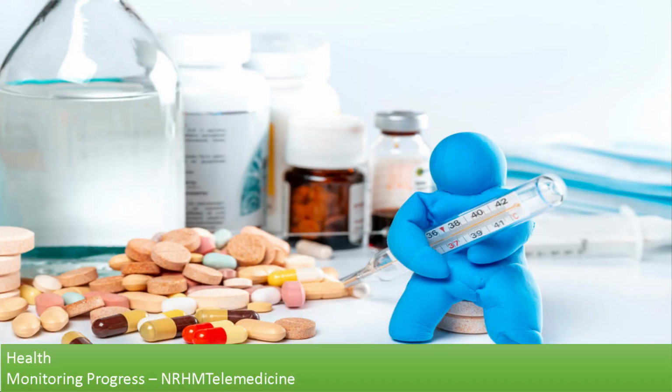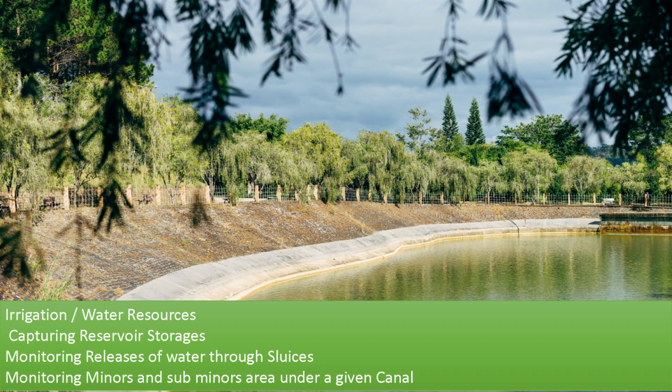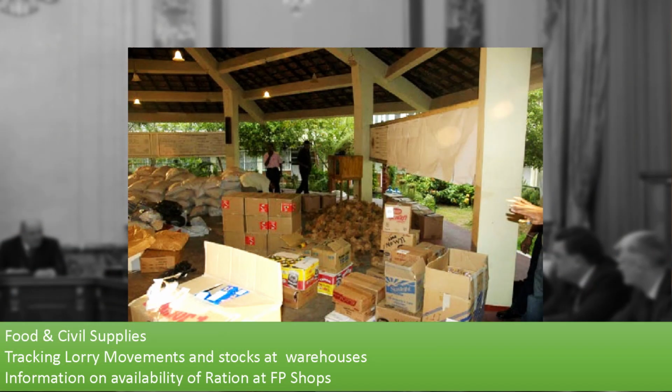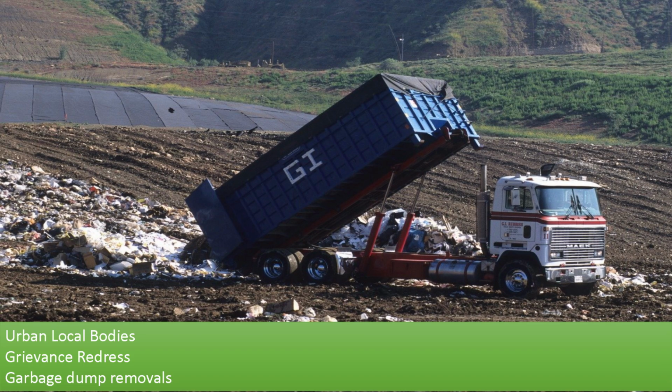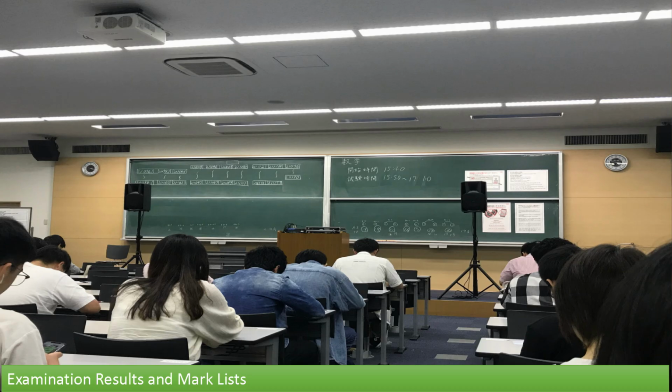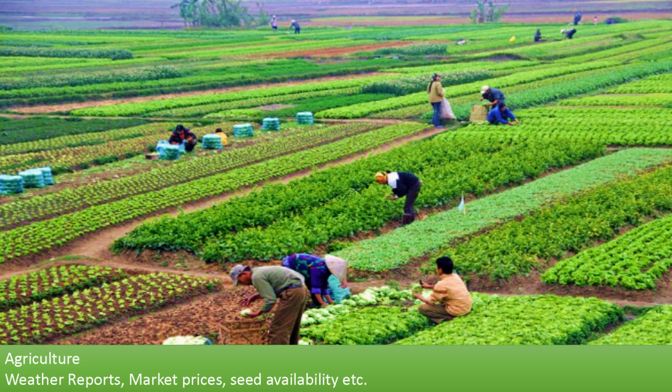M-administration: there are various segments where M-administration is putting its boots on the ground, like health, monitoring progress, telemedicine, irrigation, water resources, capturing reservoir storage, monitoring release of water through sluices, monitoring miners under a given canal, electricity board, citizen grievances, bill collection, public work monitoring. Some mobile applications in e-governance are food and civil supplies, like tracking lorry movement and stock at warehouses, reservoir levels monitoring, grievance redress, garbage dump removals, SMS a water tanker, rail ticket booking, examination results, and in agriculture, weather reports, market prices, seed availability.